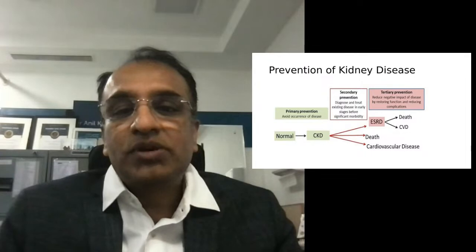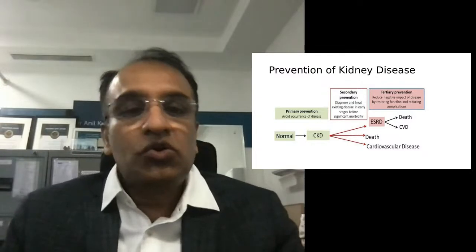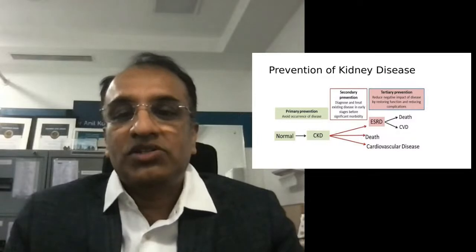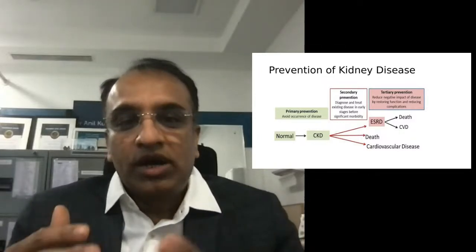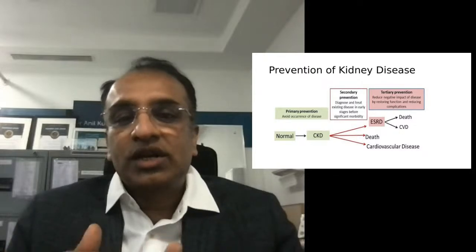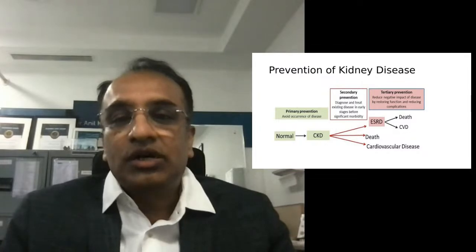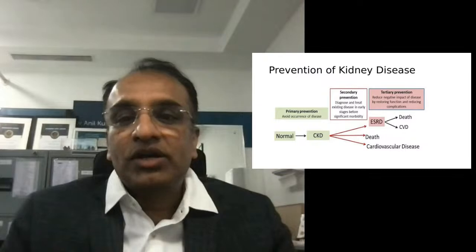So where does prevention take place? There is primary prevention, secondary prevention, and tertiary prevention. Primary is at a stage where you don't have diabetes or hypertension. That is a stage where you do primary prevention. Secondary prevention is a stage where you have diabetes, hypertension, and what you need to do is we need to see that they don't progress to developing chronic kidney disease.